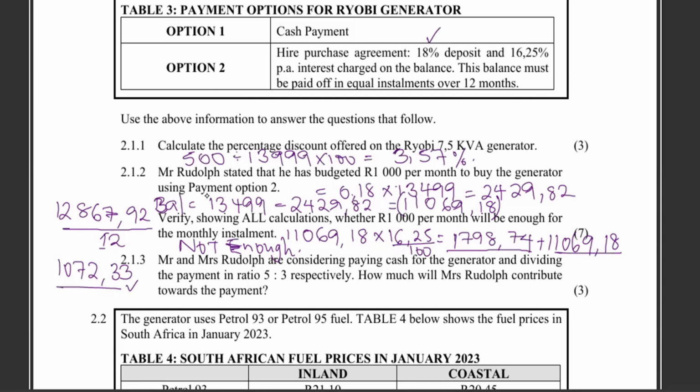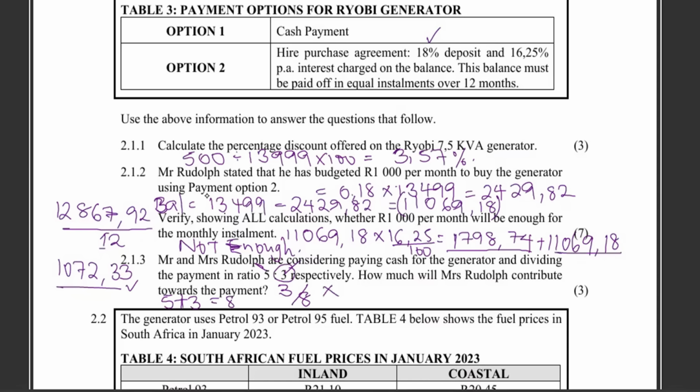Okay, Mr. and Mrs. R are considering paying cash for the generator and dividing the payments in a ratio of 5:3, respectively. This means this is for the Mr. and this is for the Mrs. How much will Mrs. R contribute towards the payment? So Mrs. R will contribute 3, but out of what? Out of 8. How did I get the 8? I added their ratios, 5 plus 3. I get 8. Out of the 8, the lady will pay 3.